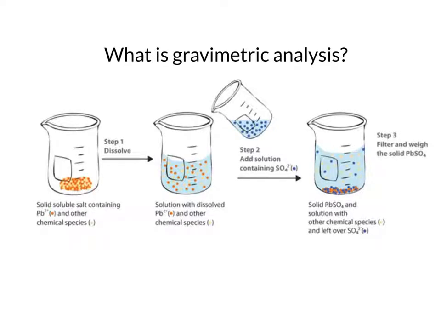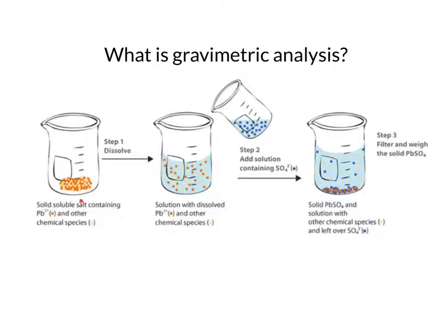Hello everyone, in this video we're going to be focusing on gravimetric analysis and the different types of problems you'll encounter with it. So our first question is, what is gravimetric analysis? Gravimetric analysis is a chemical technique to determine the composition of ions in a compound or even the parts of a mixture. So we start with either a soluble salt or a solution.